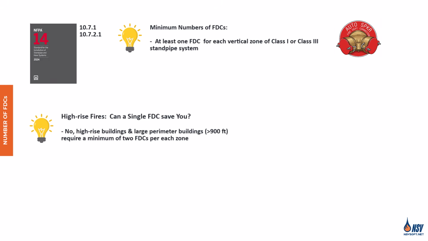For high-rise and large perimeter buildings, the code demands more. According to Section 10.7.2.2 of NFPA 14, a minimum of 2 FDCs must be provided for each zone in high-rise buildings, as well as in buildings or connected structures with a perimeter exceeding 900 feet.